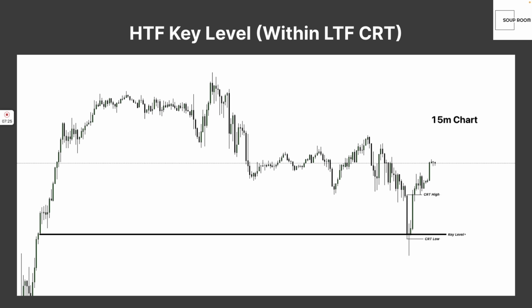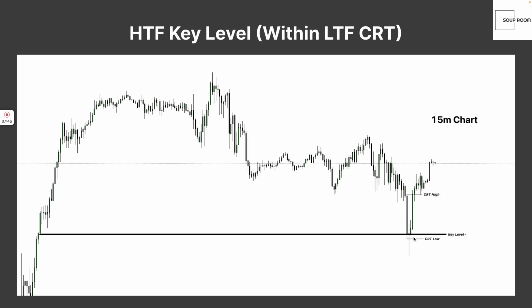Here's a perfect example. So this example entails a higher time frame key level within the lower time frame CRT. Not below, not above, but within. Understand this. This is a 15-minute chart. The key level is coming from an hourly chart.